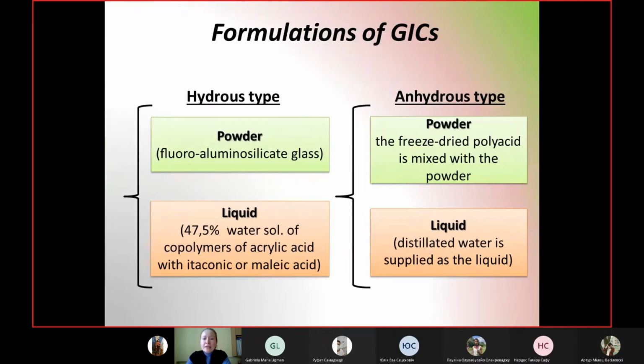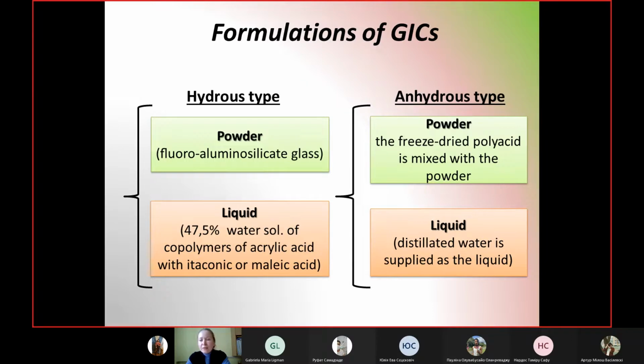Formulations. Nowadays, it is available in two possible formulations: hydrous type and anhydrous type. So hydrous type means that in the box of restorative material we can find a bottle with powder and a bottle with liquid. So basically powder is fluoroaluminosilicate glass, and liquid is organic acid. It is a copolymer of acrylic acid with itaconic or maleic acid. It is 47.5%.